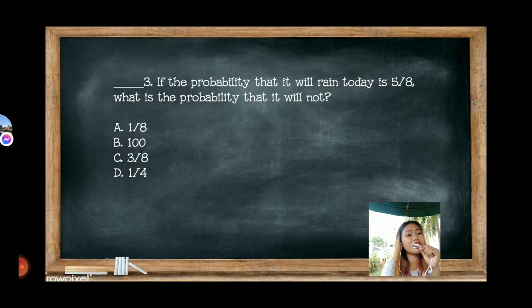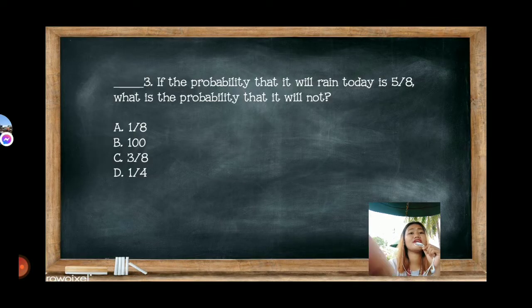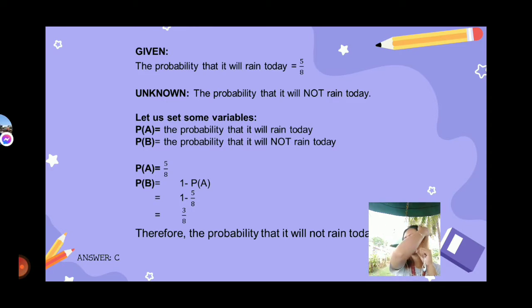Okay, for number 3, if the probability that it will rain today is 5/8, what is the probability that it will not? A. 1/8, B. 100, C. 3/8, D. 1/4. So the answer is 3/8.